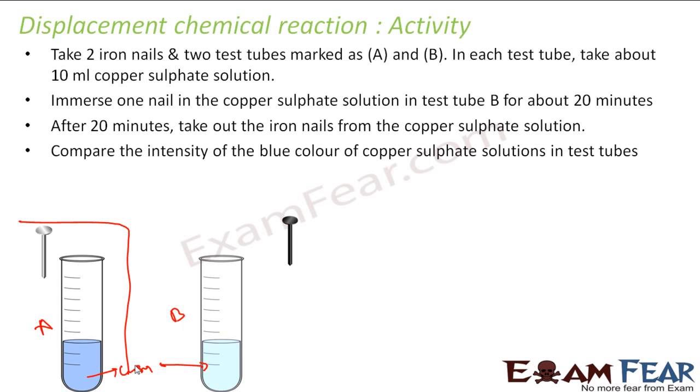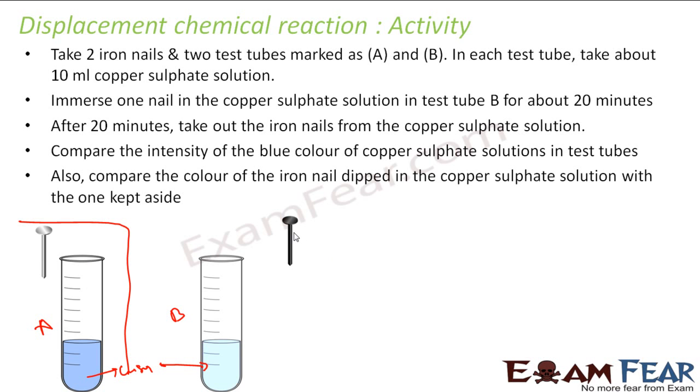Now compare the intensity of the blue color of the copper sulfate solution. If you see, this one is dark and this one is light. Both are copper sulfate, but this one became lighter. And if you compare the nails also, they are different. It's more blackish now. So both have changed: the nail color and the copper sulfate solution.